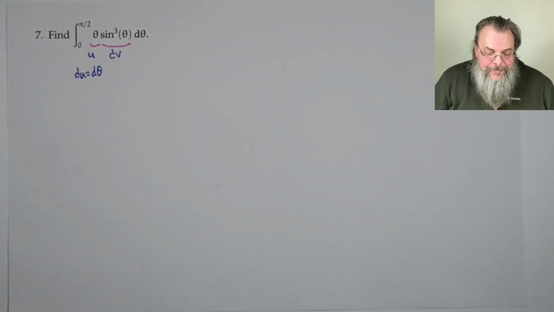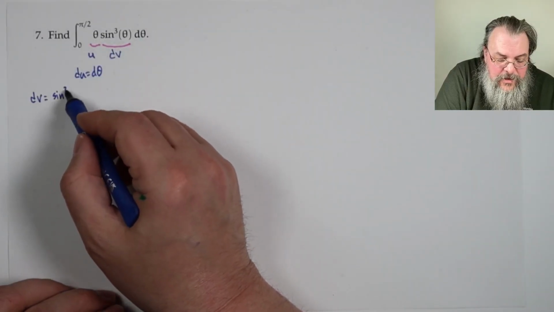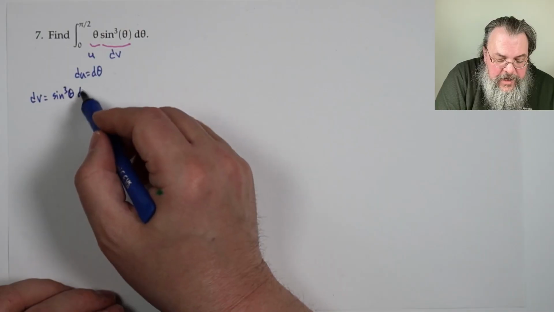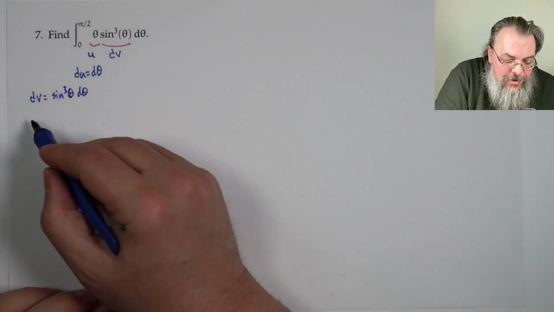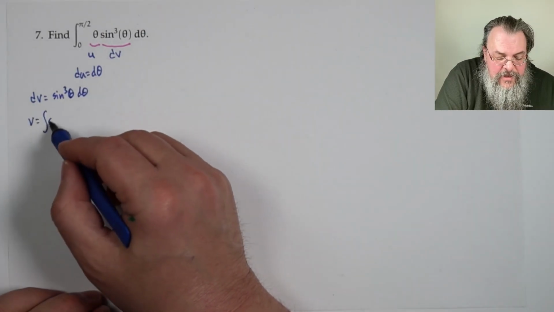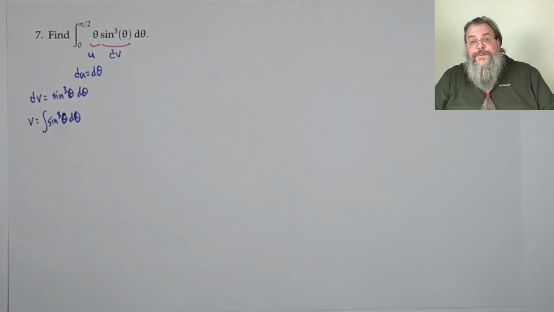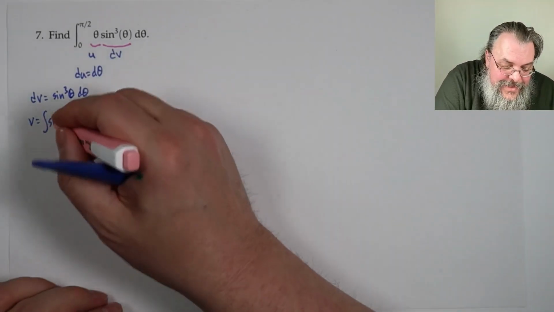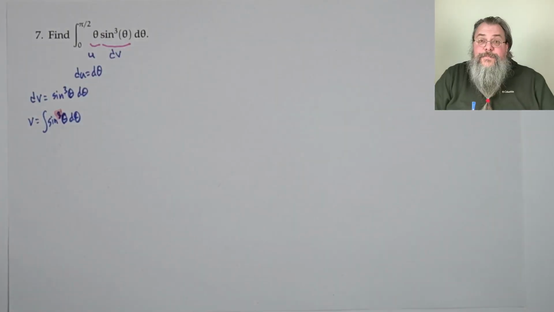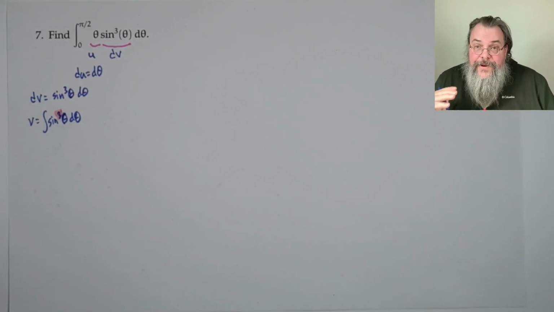Now what about v? Well, let's recall dv is sine cubed theta d theta. So if we want to get v, we want to integrate this. So v is the integral of sine cubed theta d theta. Now, how does one integrate sine cubed? Well, we're going to take advantage of the power. It's odd. Sine to the power 3, and 3 is an odd number. Totally true story. It is very odd.